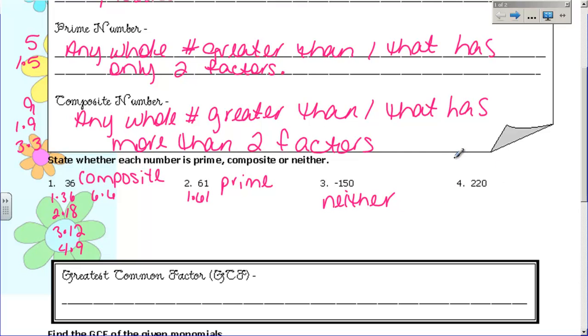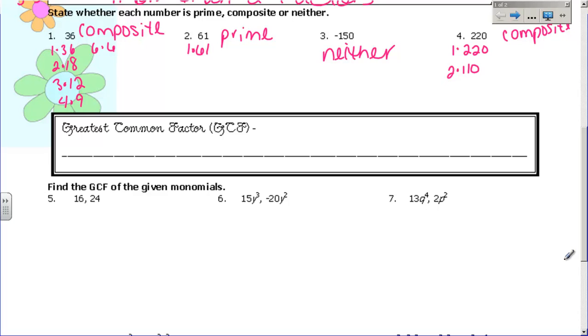Now number 4, I'm not going to list out all of the factors of 220, but I can come up with a few. 1 times 220 will give me 220. 2 times 110, well, magically, I already have more than 2 factors. I don't really need to go any further. This is a composite number. Now, if you want to list out more of the factors, more power to you, but that makes it composite because it has more than 2.